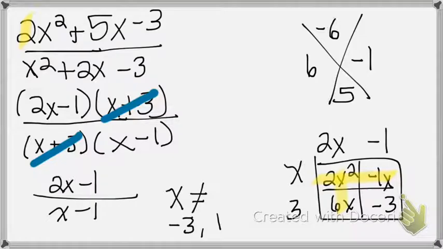How did I get that? My domain restrictions come from my unfactored form. Okay? We need to make sure we include the domain restriction of x plus 3, and that's where we got the negative 3 from. Okay, I'm going to go back to my other slide.